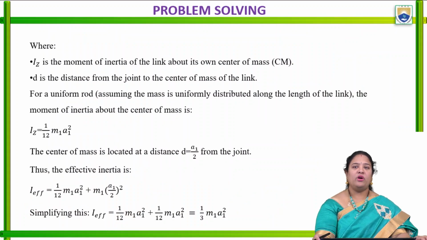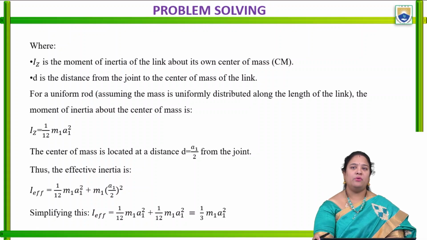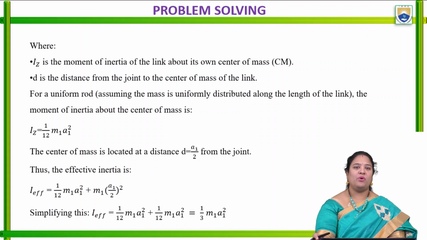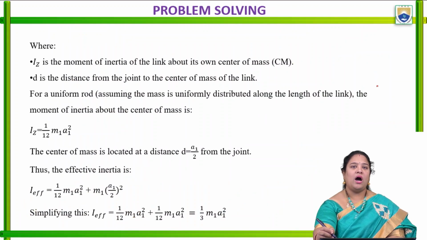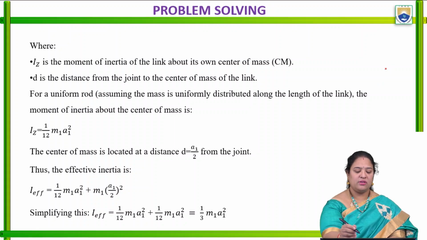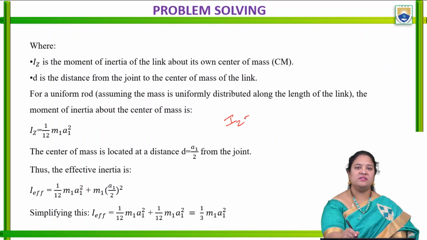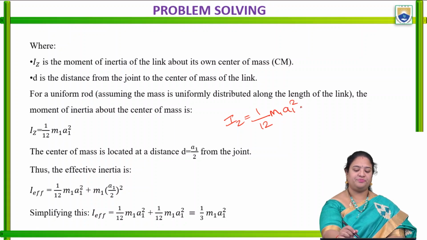Now here, what do we mean by Iz? Iz is nothing but the moment of inertia of the link about its own center of mass, whereas d is the distance from the joint to the center of mass of the link. So for a uniform rod, we need to know how to calculate this moment of inertia with respect to the center of mass. That is given as Iz is equal to 1 by 12 m1 a1 square.